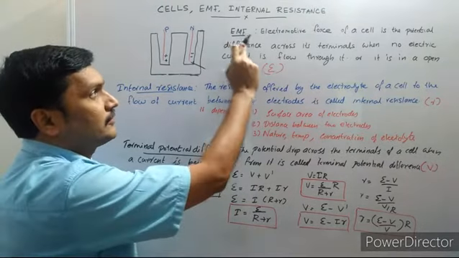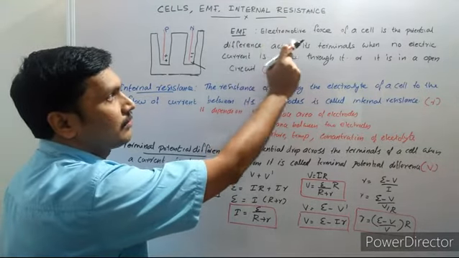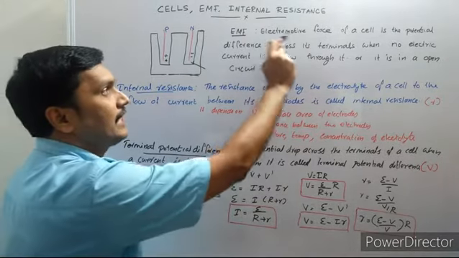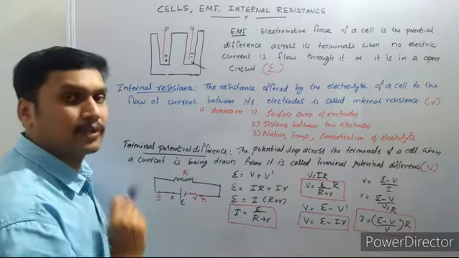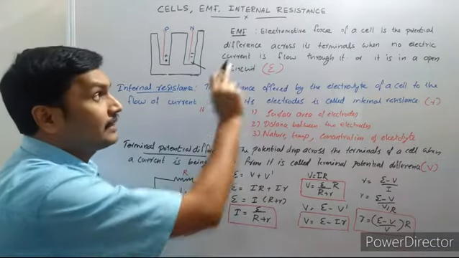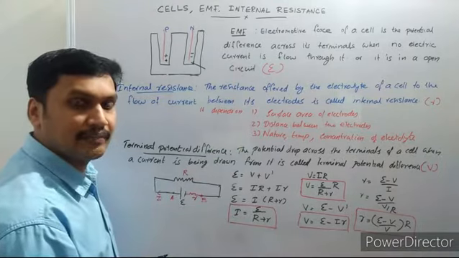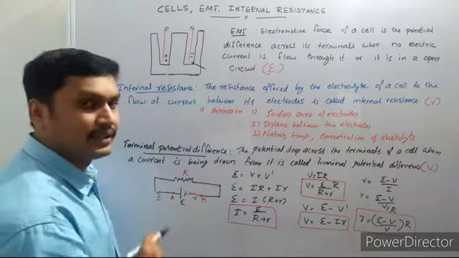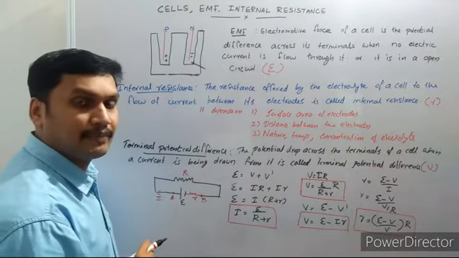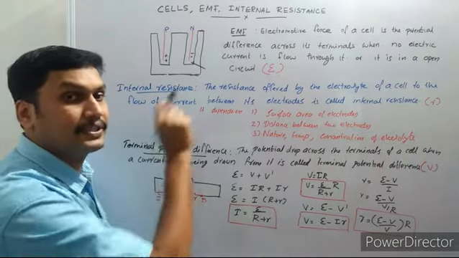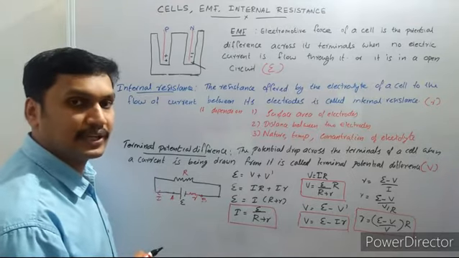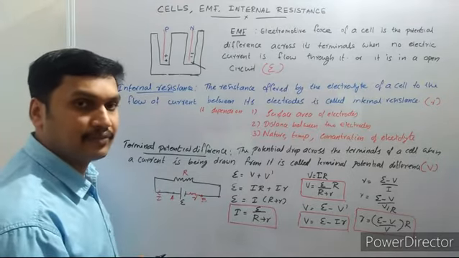The full form of EMF is electromotive force. Even though it is named a force, it is only a potential difference, it is not a force. The naming has some historical reasons, because when the name was given, the phenomenon behind this potential or EMF was not known. That's why the name is electromotive force. Actually, it is only a potential difference. It is measured in volt.